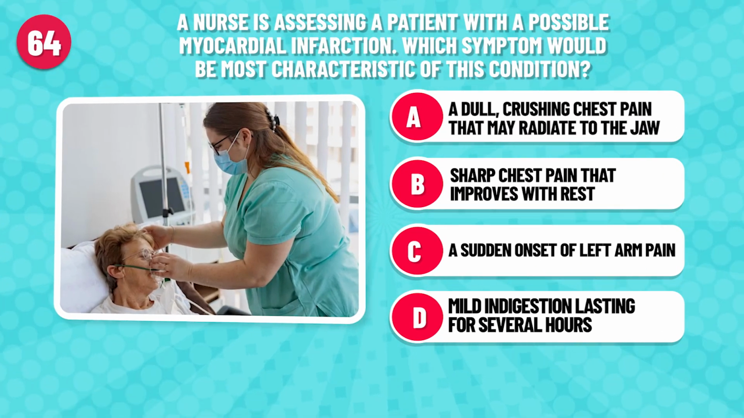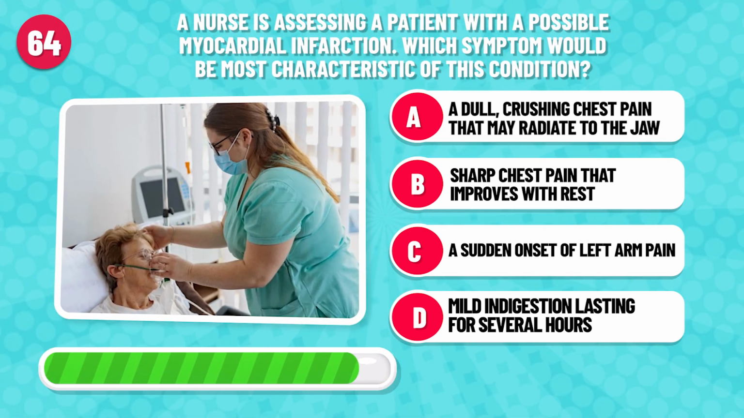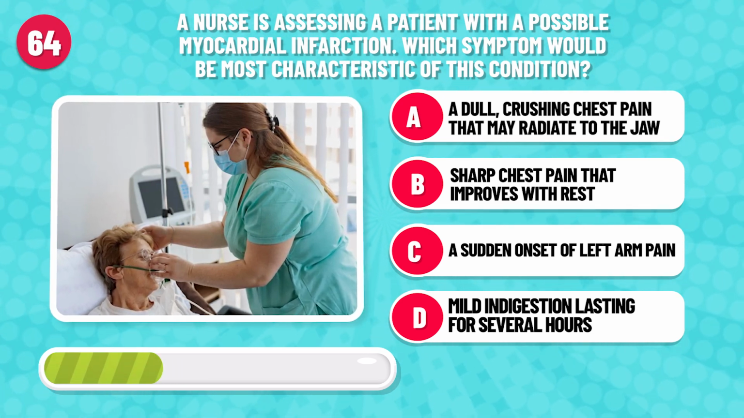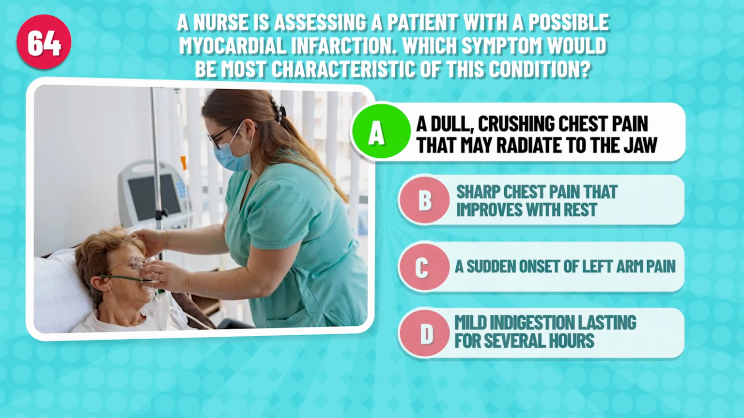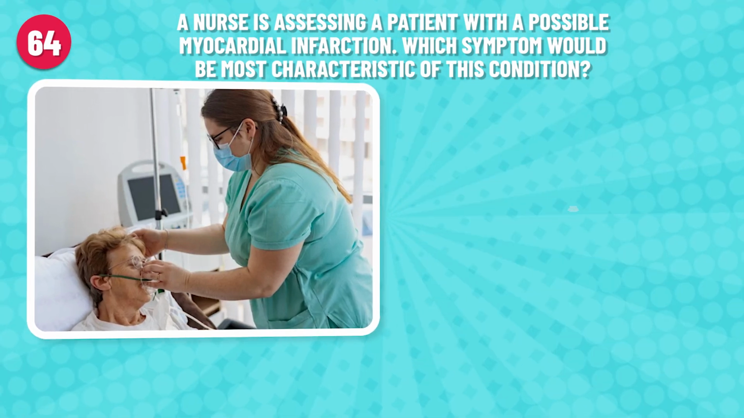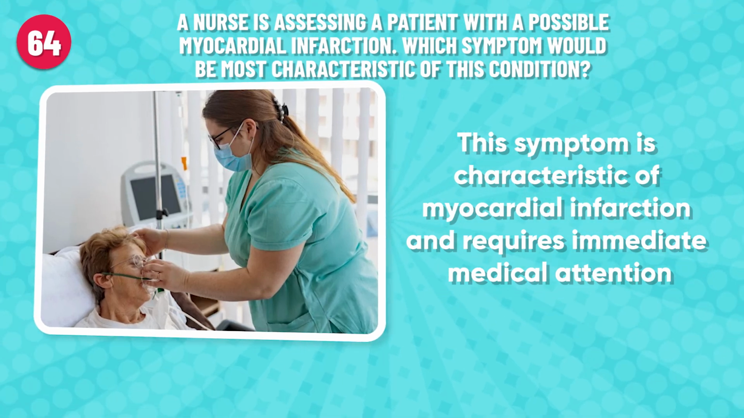A nurse is assessing a patient with a possible myocardial infarction. Which symptom would be most characteristic of this condition? It's A. A dull, crushing chest pain that may radiate to the jaw. This symptom is characteristic of myocardial infarction and requires immediate medical attention.